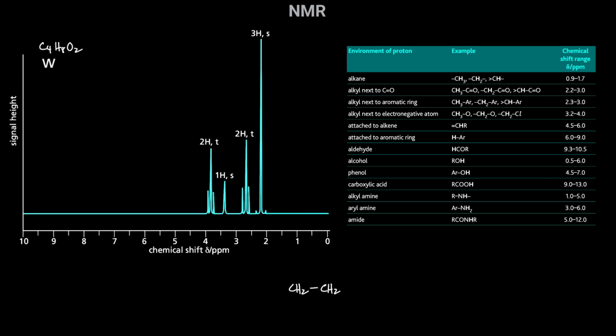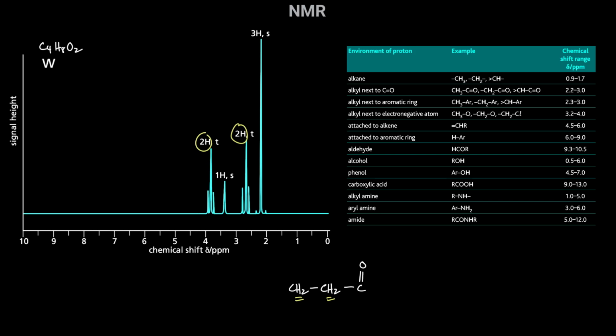Now, what oxygen containing groups would cause these chemical shifts? We've identified that the 2 CH2s are responsible for these 2 peaks, those are your triplets. If a CH2 is next to a C double bond O, that's the only oxygen containing group that would cause a shift of roughly 2.7 or 2.8 parts per million, since the shift would be 2.2 to 3 parts per million. There are no other oxygen containing groups that would cause this shift. So one of the CH2s is bonded to a C double bond O.